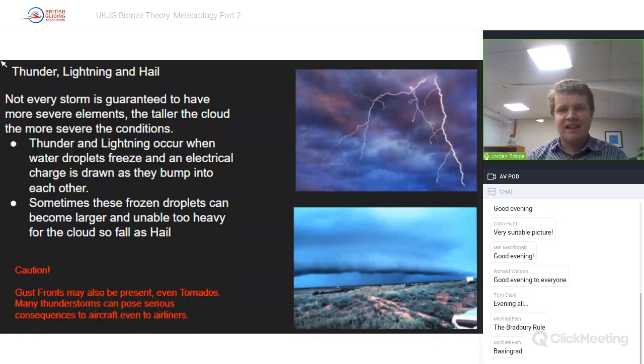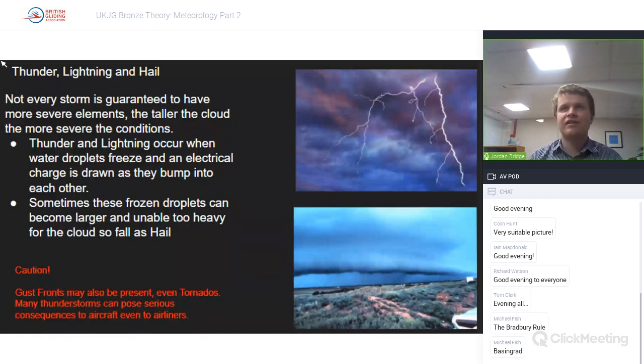Not every storm that we get is guaranteed to have more severe elements. As I said, it's mostly based on the freezing level and how high the cloud is. Thunder and lightning generally occur when you get water droplets freezing and bumping into each other, causing that electrical charge. Finally, that electrical charge finds its opposite on the ground or within the cloud and will start discharging lightning.